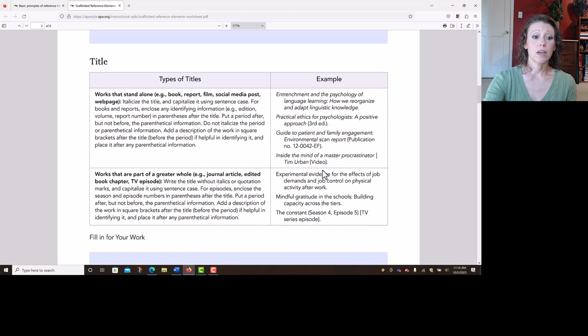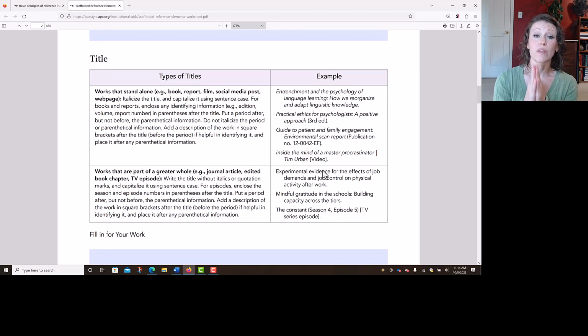All right. So titles of works that stand alone. So these are books, reports like congressional reports, film titles, social media posts, and an entire web page. These are written in italics. These are the only things that are written in italics. These are given what is called sentence casing, which means the first word is capitalized. Any proper nouns, so names of people and places, those are capitalized. And you would capitalize the first word after a colon, exclamation mark, question mark, or period inside the title. So the next word would get capitalized. Otherwise, nothing else in the title is capitalized.